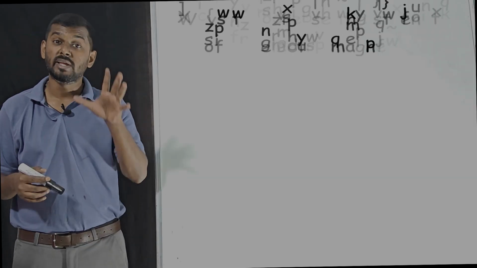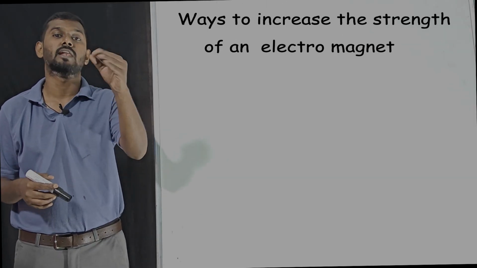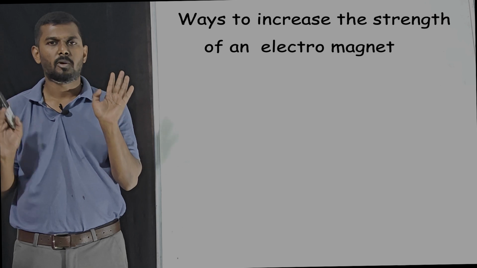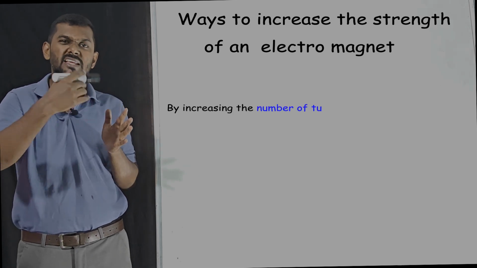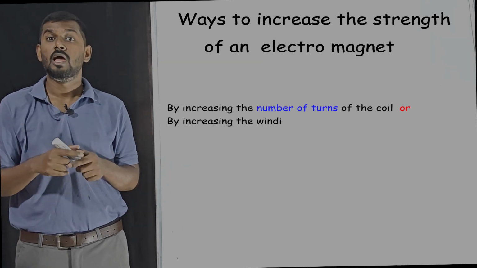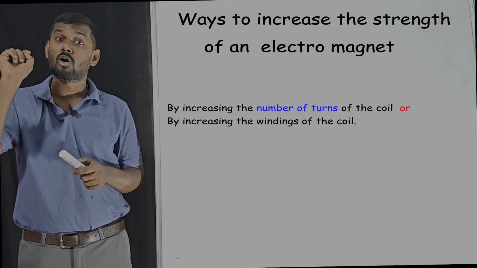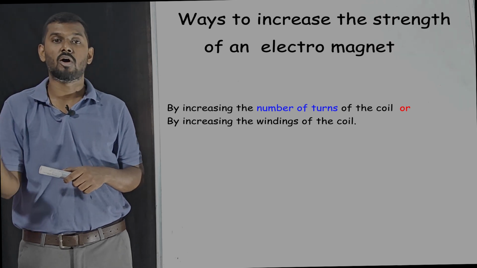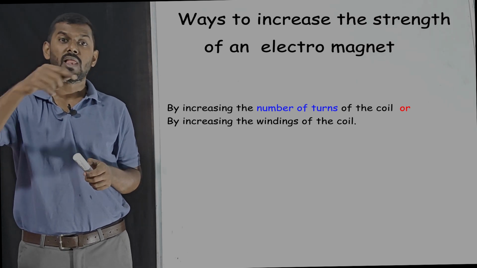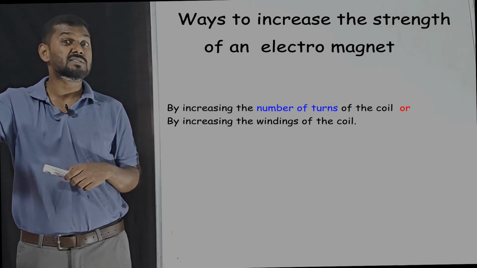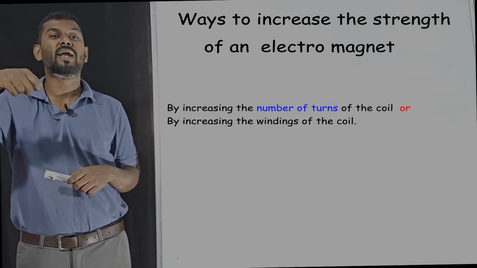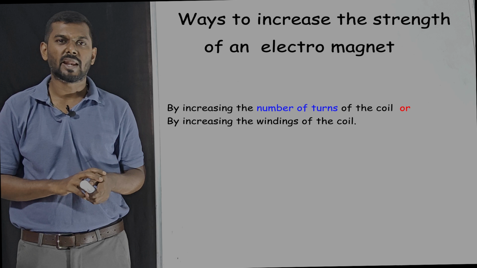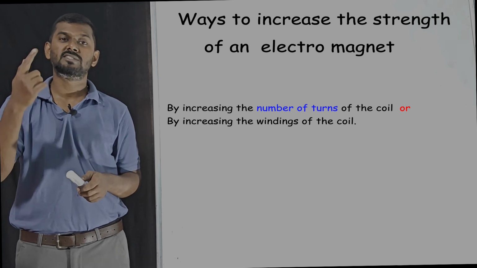What are the two ways to increase the magnetic field of an electromagnet? There are only two possible points. One is by increasing the number of turns of the coil. You should not write by increasing the coils. Increasing the coils is wrong, because we have only one coil. Just by increasing the number of turns of the coil, or by increasing the windings of the coil, we can increase the magnetic field of an electromagnet. What is the other way?